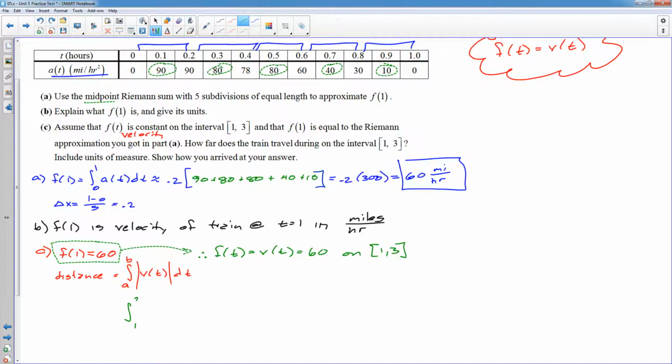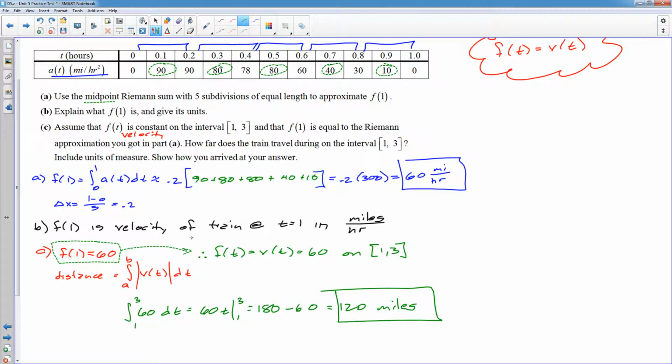So if I'm going to find the distance traveled from 1 to 3, that's going to be the antiderivative from 1 to 3 of my velocity function, which is just 60 dt, which would be 60t from 1 to 3, which is going to be 60 times 3, which is 180, minus 60 times 1, which is 60, which is 120, and that would be measured in miles because we are measuring distance. And I kind of went the long way around the world to get that one because this is a calculus test. It's a calculus class, so I used calculus to answer it.